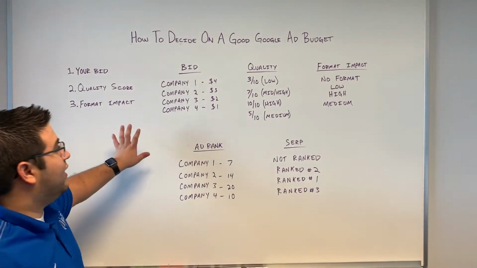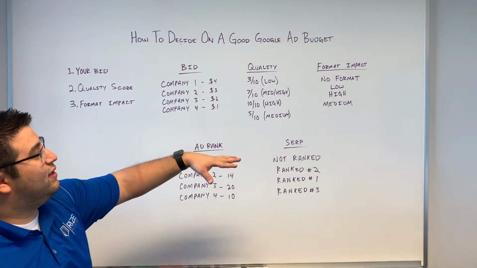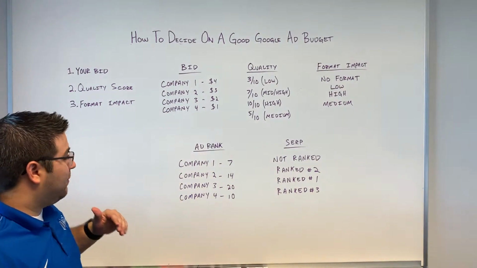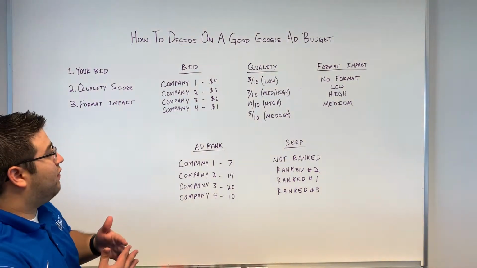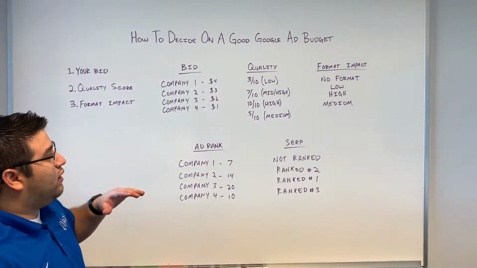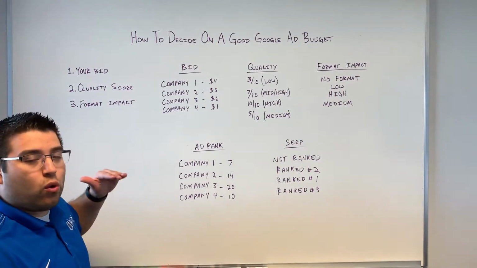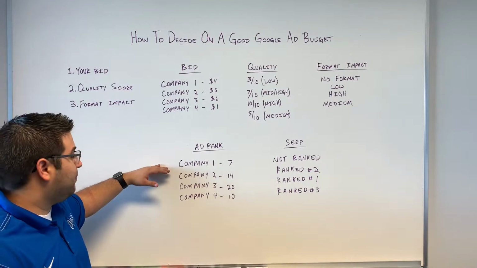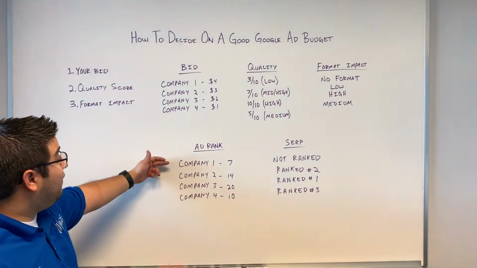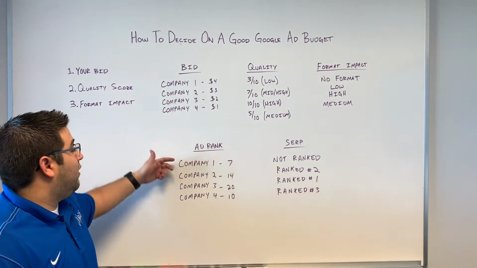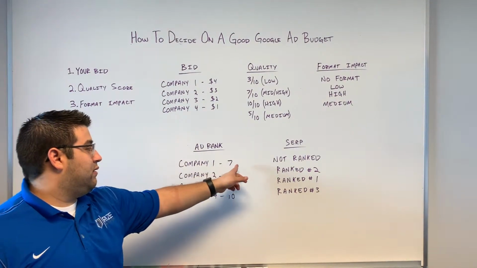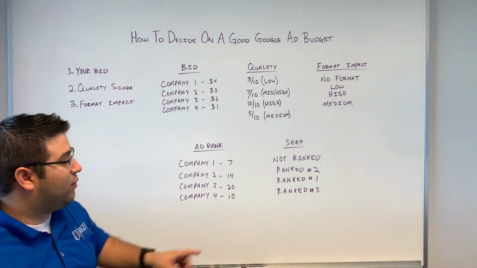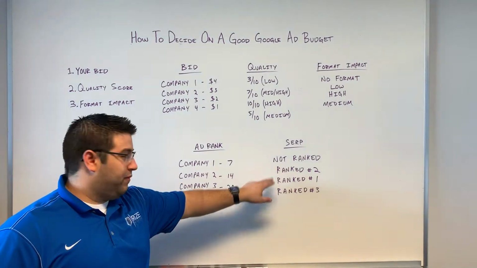So how does this correlate? So Google takes all of these into consideration, and they come up with what's called your ad rank. Your ad rank is a combination of all of these, and when somebody does a search, Google orders people on the search engine result page based on your ad rank. So company one, even though they bid the highest, they're not even going to be ranked. They have a 7 for their ad rank, so they're not going to even show up on the results page.